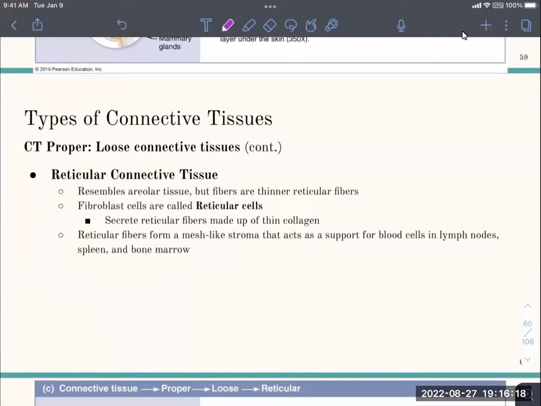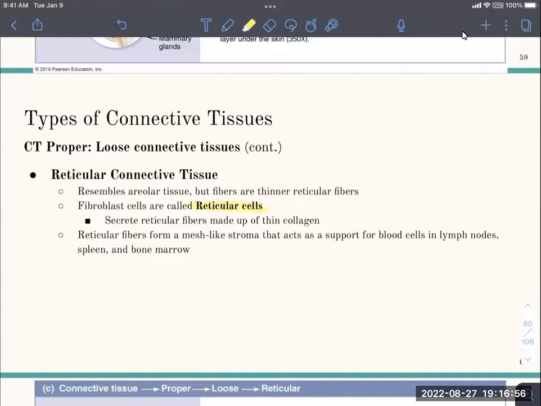We also have reticular connective tissue. It's pretty similar to areolar, but the reticular fibers are much thinner collagen fibers. Their fibroblasts actually secrete reticular cells. Those reticular cells are made up of very thin collagen compared to the areolar connective tissue. It's also kind of a mesh. It looks more mixed together.